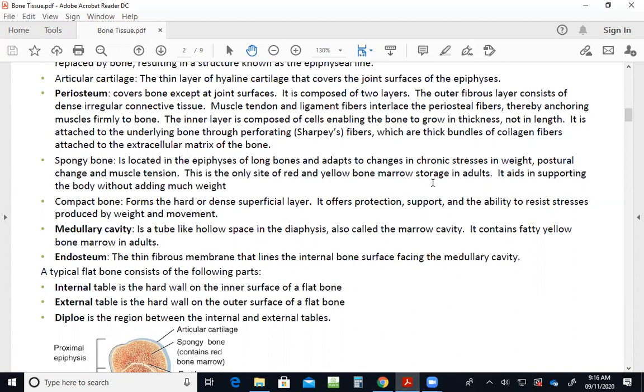to the bone. The inner layer is composed of cells enabling a bone to grow in thickness, not in length, and is attached to the underlying bone through what we call perforating or Sharpey's fibers, thick bundles of collagen fibers attached to the extracellular matrix of our bones.